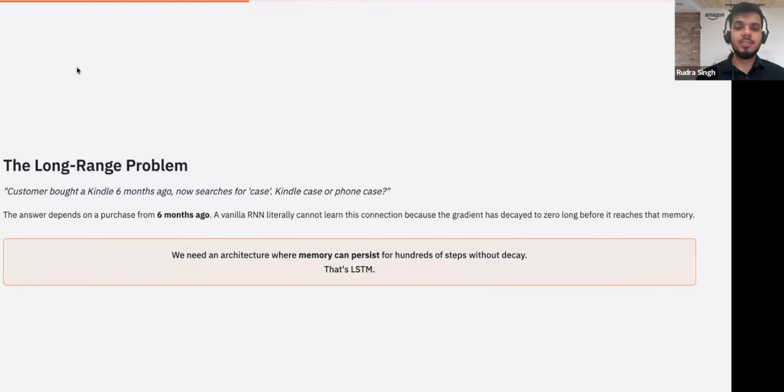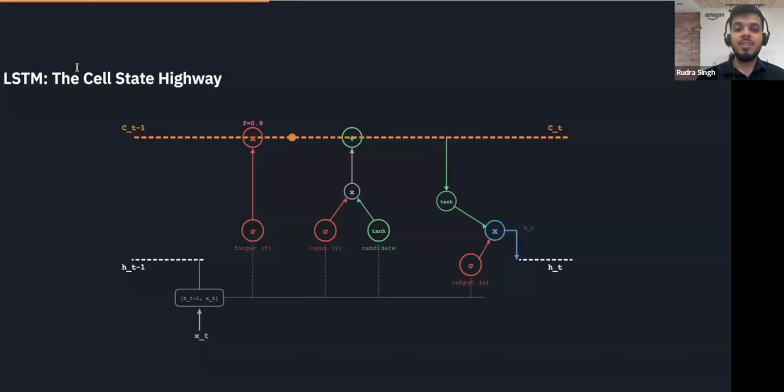Okay, so let's see what an LSTM's architecture actually looks like. If you see the diagram, there's a lot going on. So let me walk you through it carefully, because once this clicks, the rest of LSTM becomes very obvious. The first thing to notice here is the orange dashed line running across the very top. That is the cell state, the long-term memory, and it flows from left to right almost untouched. This is the highway that we have been talking about.